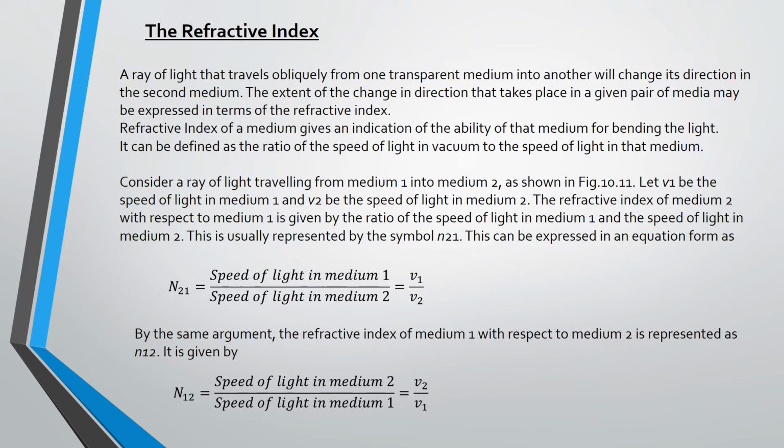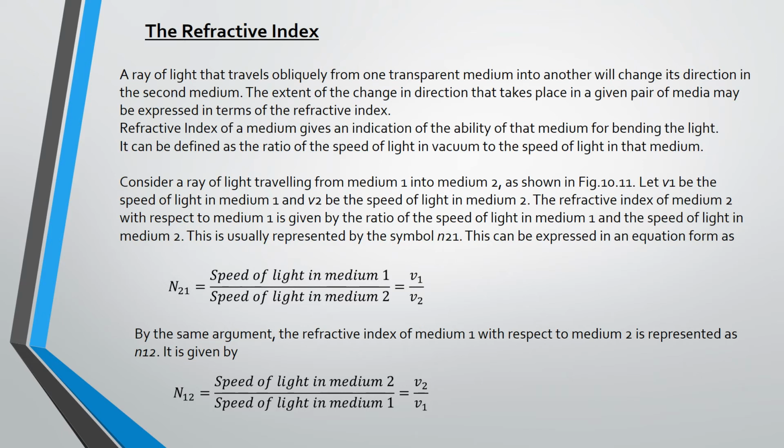This can be expressed in an equation form as refractive index of medium 2 with respect to medium 1, N21 equals speed of light in medium 1 divided by speed of light in medium 2, which is equal to V1 by V2. By the same argument, the refractive index of medium 1 with respect to medium 2 is represented as N12. It is given by the relation N12 equals speed of light in medium 2 by speed of light in medium 1, that is V2 by V1.